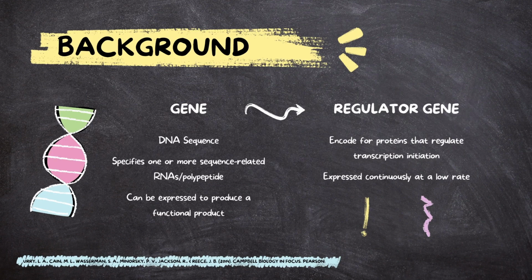Operon Project. A gene can be defined as a DNA sequence that specifies one or more sequence-related mRNAs or polypeptide chains. In other words, a gene can be expressed to produce a final functional product that may later yield a direct phenotypic effect. A regulator gene encodes for proteins that regulate transcription initiation of DNA. It is expressed continuously, although at a low rate, so that a few regulator proteins are always present. Regulator proteins are important for metabolic coordination and gene regulation, so that the proper proteins and RNA are synthesized when needed in the right amounts.